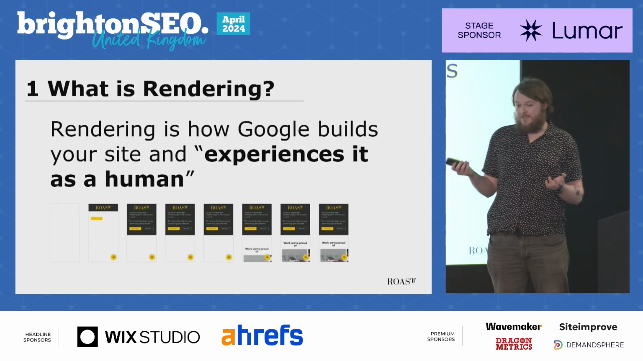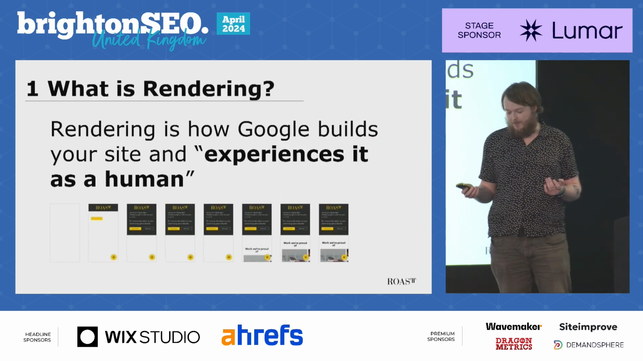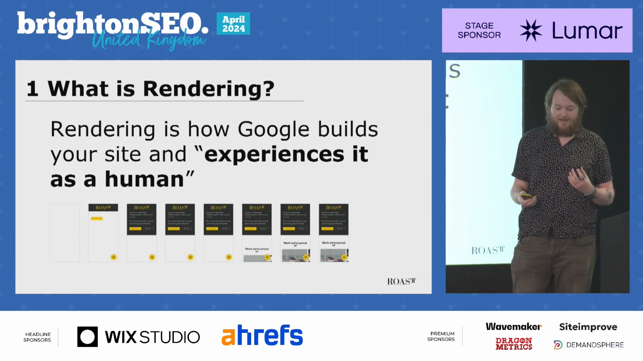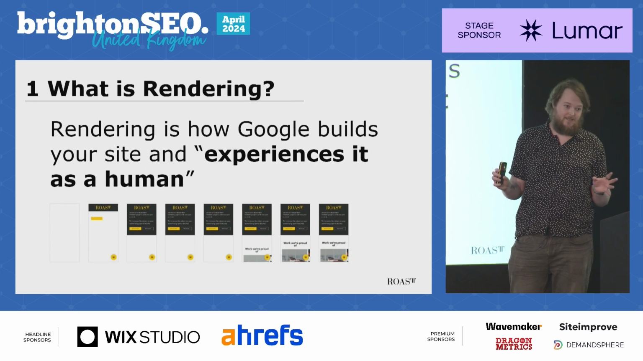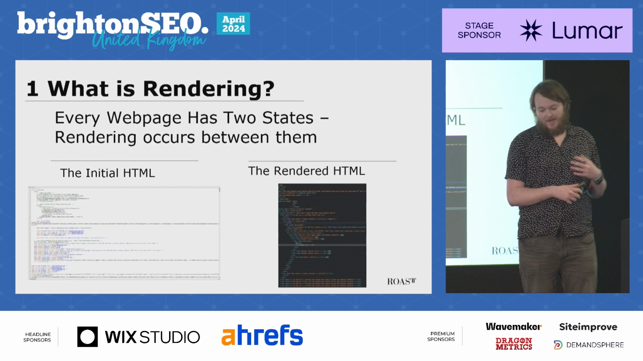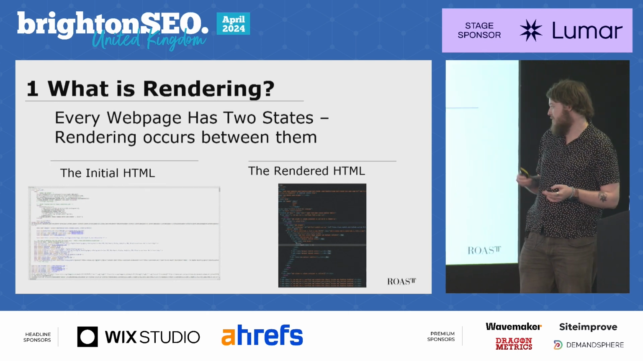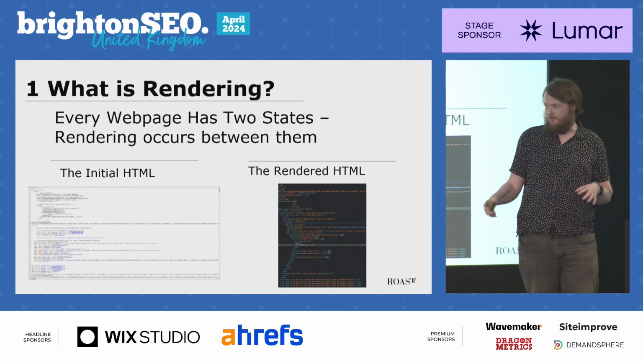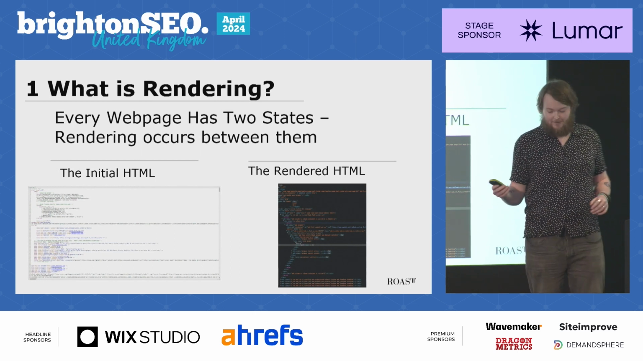So, firstly, starting out with what is rendering. Rendering is basically how Google builds a page, how it builds your site, takes all the data from the back end, and experiences it as a human, as they put it in their guidelines. It basically has two states, and for every web page, you've got your initial HTML on the left, and then your rendered HTML on the right.